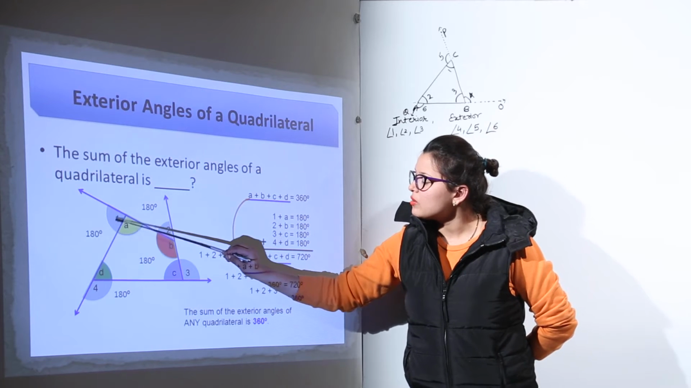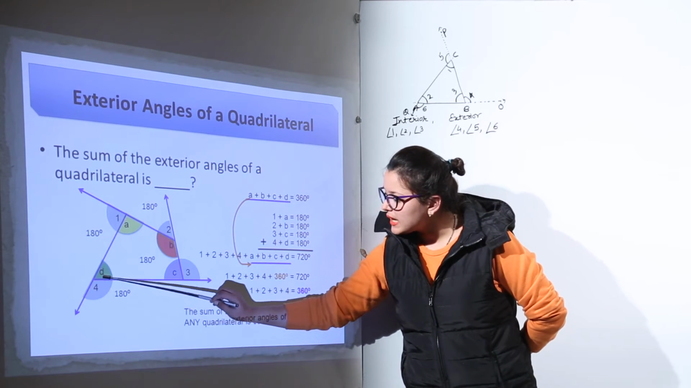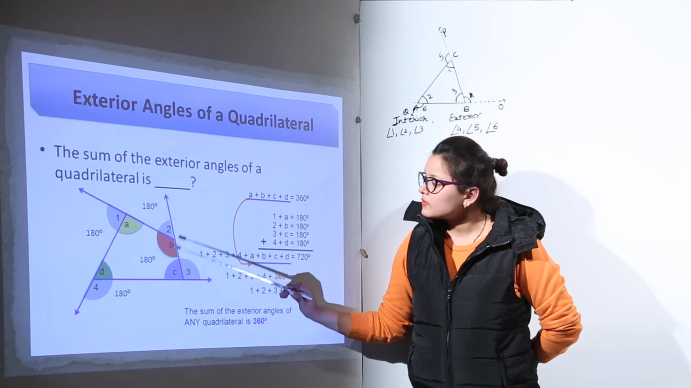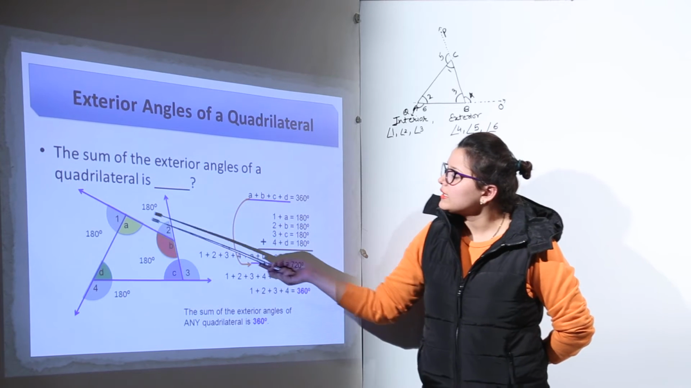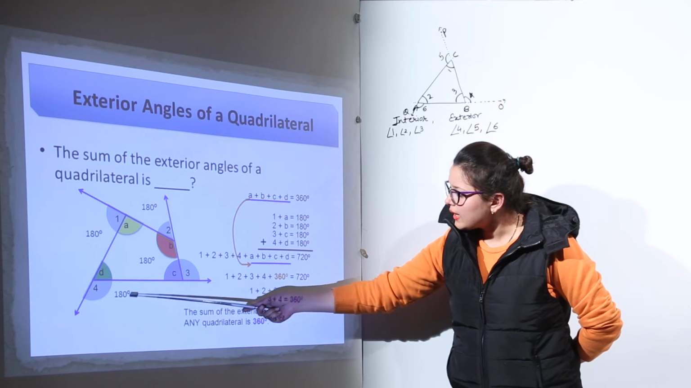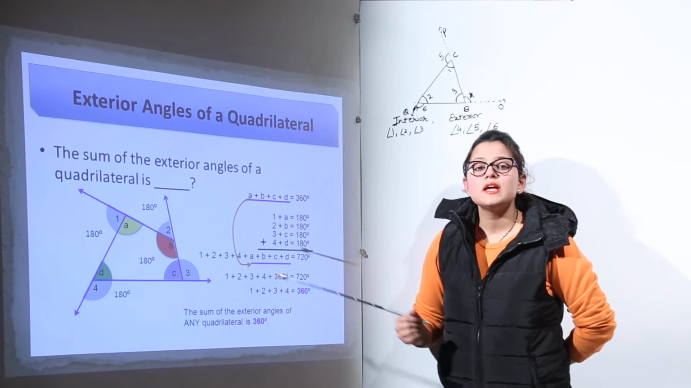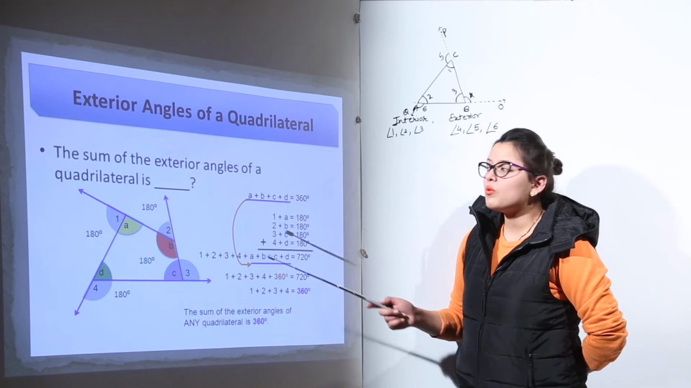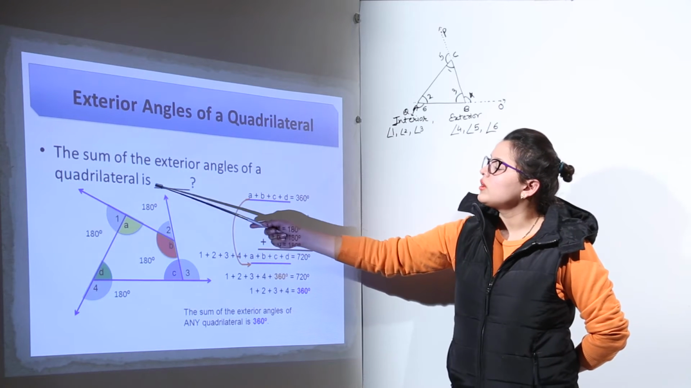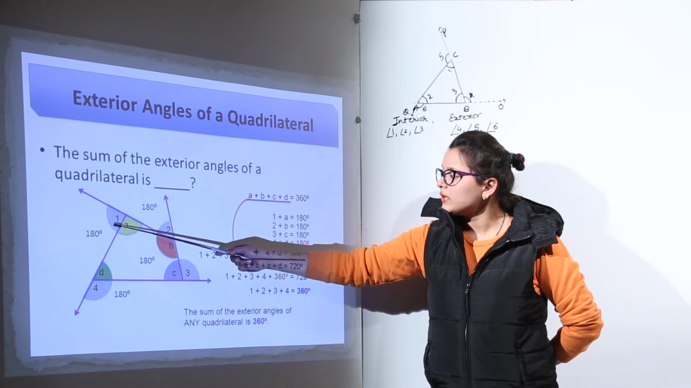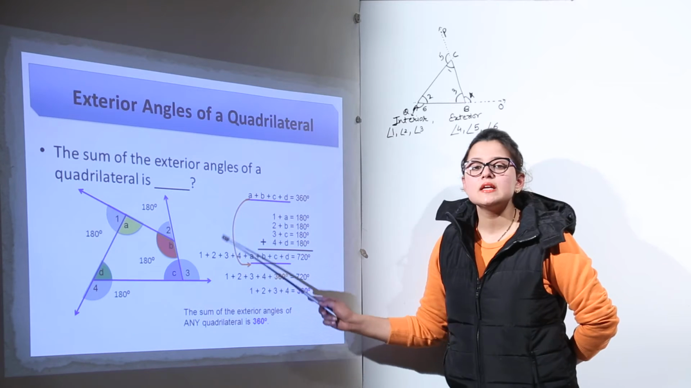But what about the outside ones? 1, 2, 3 and 4 are formed with the same sides of the quadrilateral, but these angles are lying outside the quadrilateral. So we can say that angle 1, angle 2, angle 3 and angle 4, all these are lying outside the quadrilateral. So these are known as the exterior angles of the quadrilateral. Now what are we supposed to find? We are supposed to find the sum of exterior angles of a quadrilateral. That means the sum of angle 1 plus angle 2 plus angle 3 plus angle 4. We have to find the sum of these 4 angles.